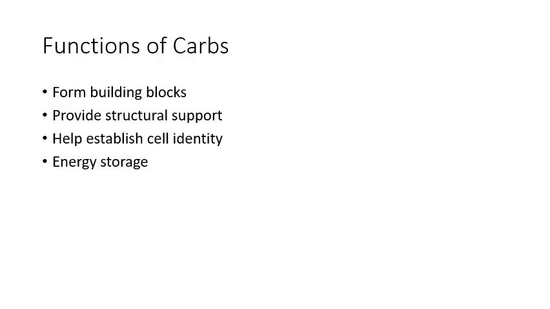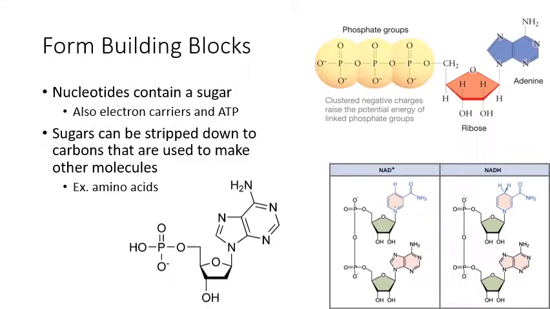So now we'll go over some more general functions of carbohydrates, rather than referencing specific carbohydrates as much. The general categories that these functions fall into are forming building blocks in the cell, providing structural support for cells or organisms, helping cells signal or display their identity to other cells and communicate with each other, and also, of course, storing energy, which is the main function of carbs. So, of course, all nucleotides contain a sugar, either ribose for RNA or deoxyribose for DNA.